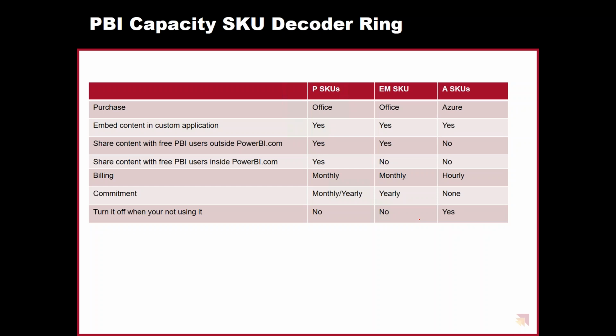You can see that billing is monthly with P and EM SKUs, but hourly with A SKUs. Believe me, I'm going to go turn off all my capacities the second this demo is over just to start saving money. You can also see the commitment. The Azure SKU has no commitment. You can start it up, use it for an hour, turn it off, never use it again.